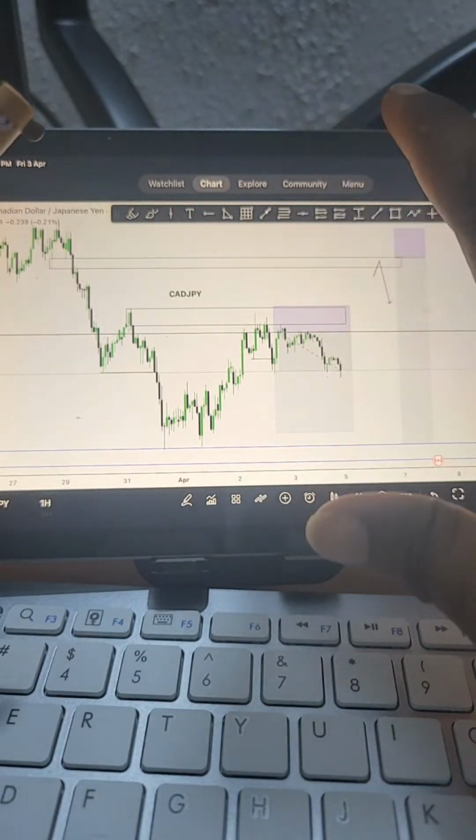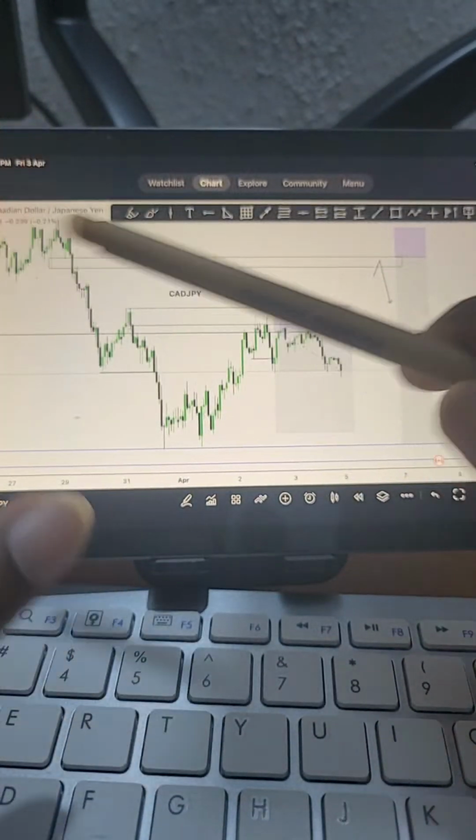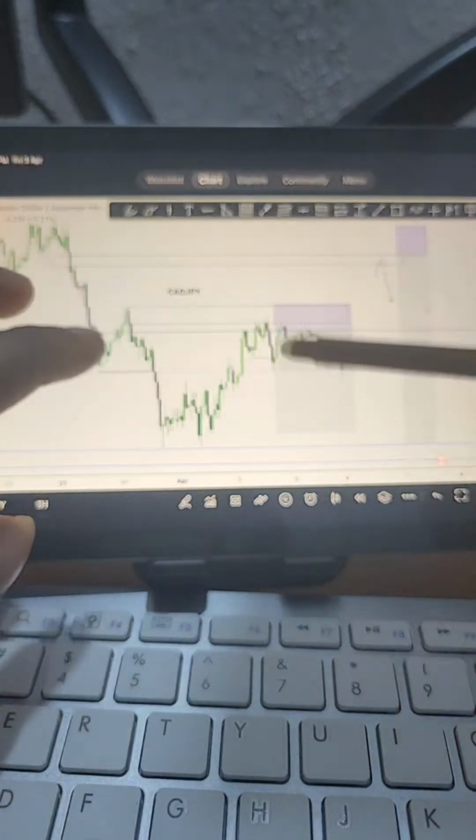You can see my charts now. Nobody's faking anything here. I'm currently live on this trade, guys.